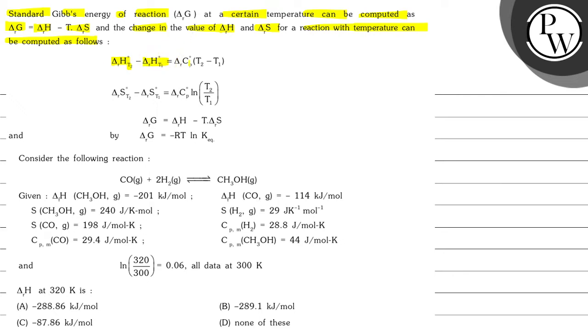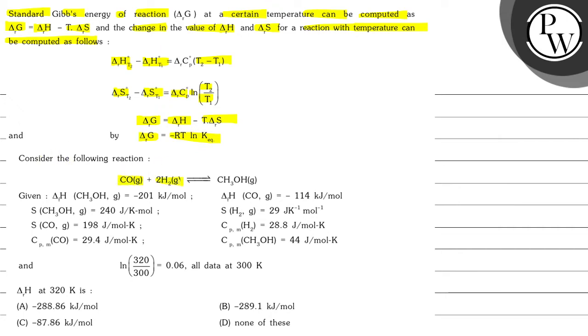is equal to the change in standard heat capacity at constant pressure times (T2 − T1). Here ΔS at T2 minus ΔS at T1 is equal to ΔCp ln(T2/T1). ΔG = ΔH − TΔS, and ΔG = −RT ln K equilibrium. Consider the following reaction.